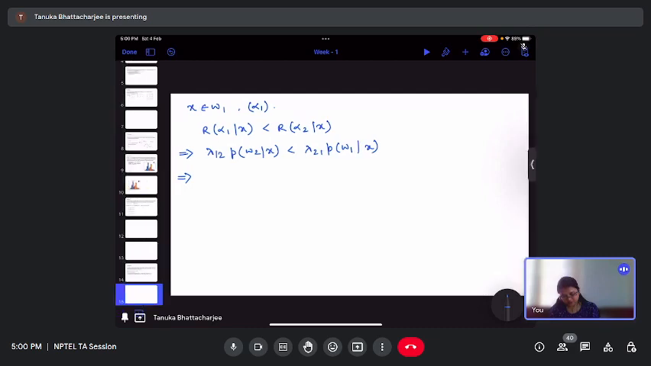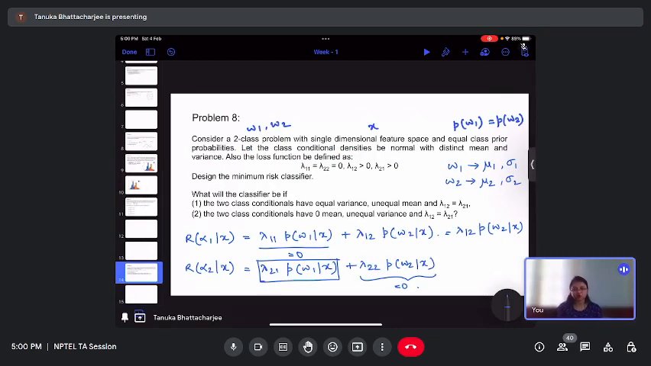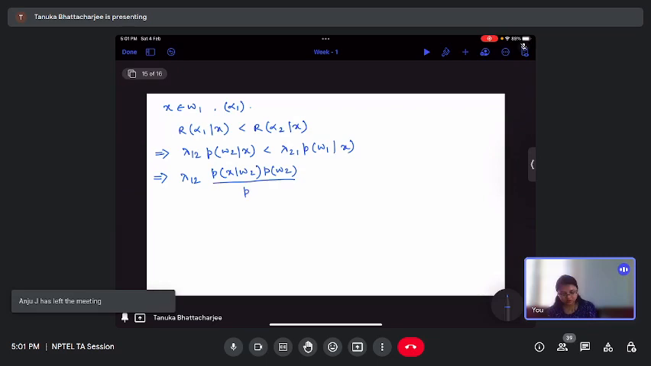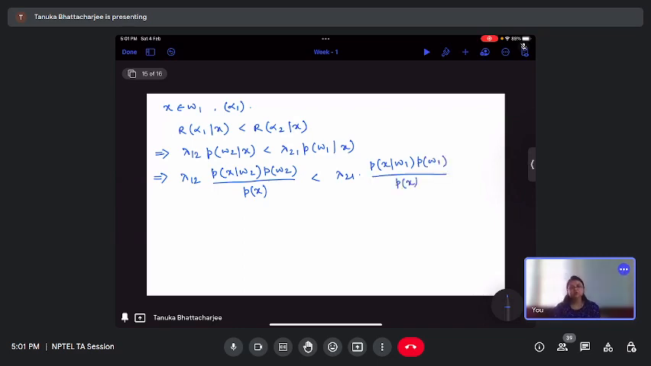Now, we have been given the information that the class conditional densities are normal. Currently, the expression is in terms of the posterior probabilities. So, we will have to go to the class conditional densities. So, we will write it as lambda 1 2 into probability of x given omega 2 into probability of omega 2, divided by probability of x. This should be less than lambda 2 1 into probability of x given omega 1 into probability of omega 1, divided by probability of x. So, both sides have probability of x, which is a positive quantity. You can simply cancel this out.